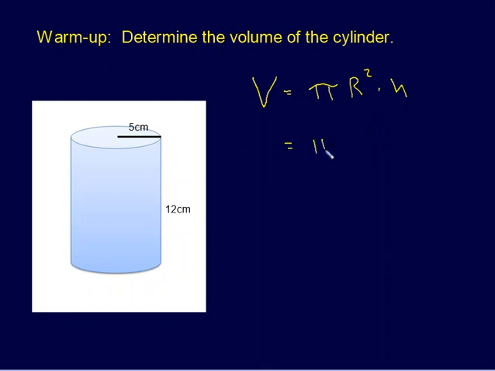And now work out the math. Because the radius is 5, this will be 5 squared, and then the height between the two circles is 12. And if you do a quick calculation, this is 25 times 12, and that makes 300. So this is actually 300 pi. And really, we're going to probably leave our answers in terms of pi today. So we're just going to leave this as 300 pi centimeters cubed.